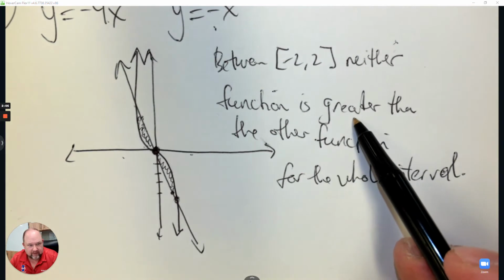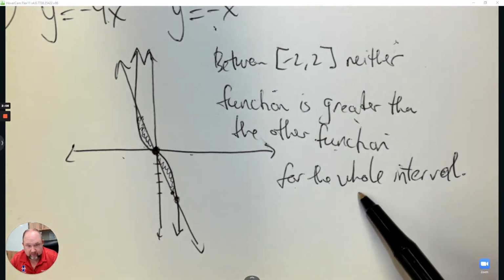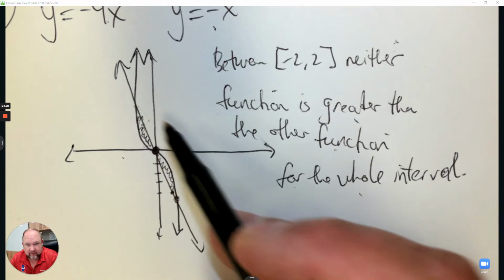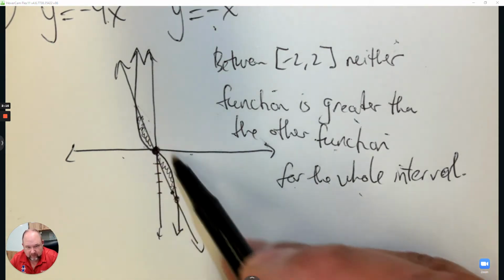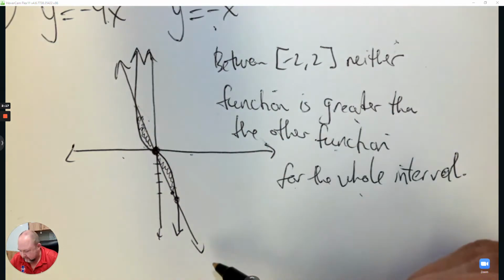Neither function is greater than the other function for the whole interval. So for this one, the line is greater, and for this one, the cube function is greater. Because they switch which one is greater, you would have to write it as two integrals.